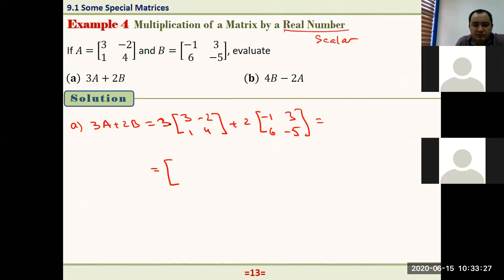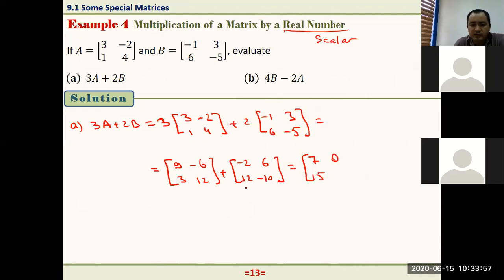If you multiply the first matrix by 3: 3 times 3 is 9, 3 times negative 2 is negative 6, 3 times 1 is 3, 3 times 4 is 12. Plus 2 times negative 1 is negative 2, 2 times 3 is 6, 2 times 6 is 12, 2 times negative 5 is negative 10. Equals 9 plus negative 2, it is 7. Negative 6 plus 6 is equal to 0. 3 plus 12 is 15. And 12 plus negative 10 is 2.